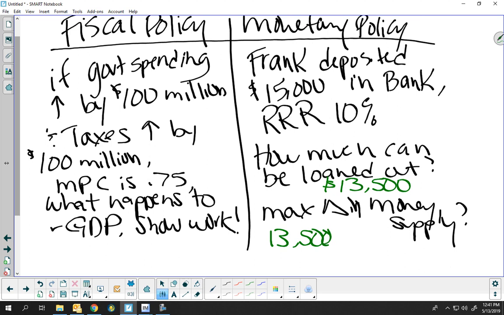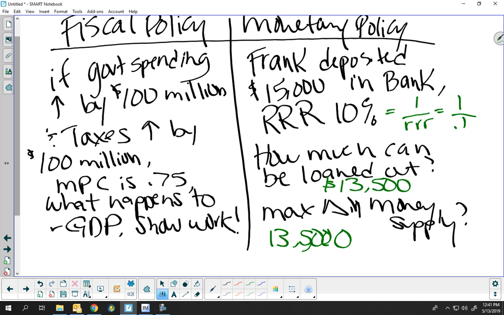13,500 times the money multiplier. Well, money multiplier is 1 over the required reserve ratio, or 1 over, in this case, 0.1, which is 10. So it's 13,500 times 10, which means you're adding a zero and moving the decimal place over, and it becomes $135,000 change of money supply.